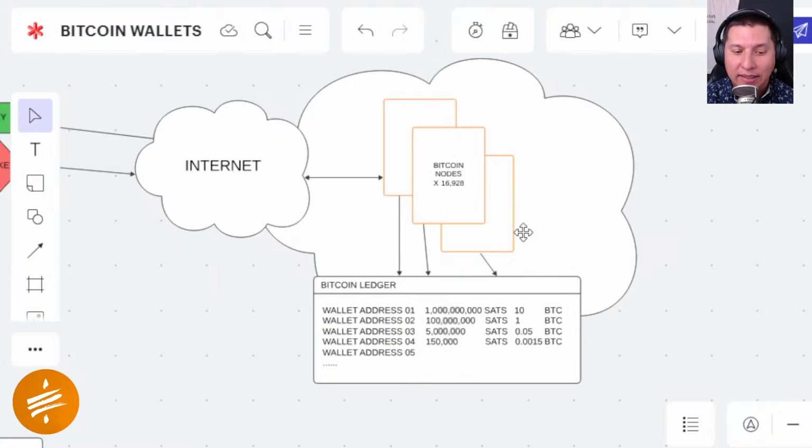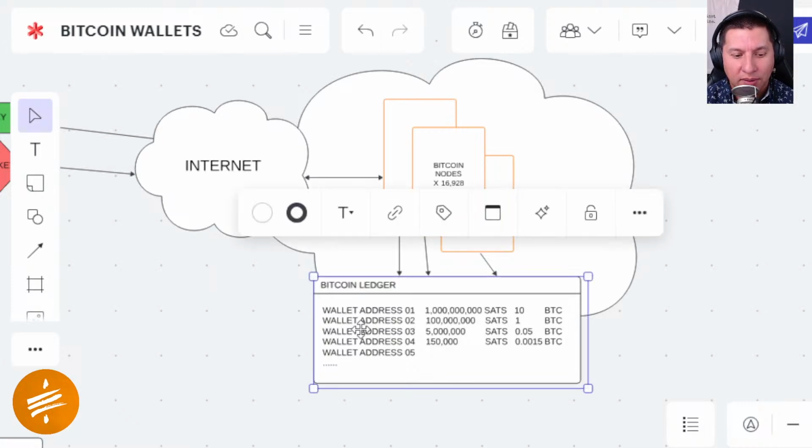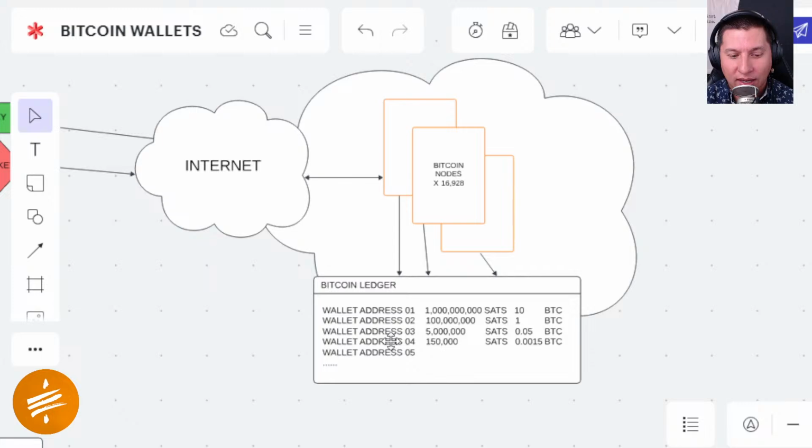So that is the basics of it. What is your wallet now? Your wallet is also listed on the Bitcoin network and on the ledger, and all the nodes on the network know how much Bitcoin is in that wallet.